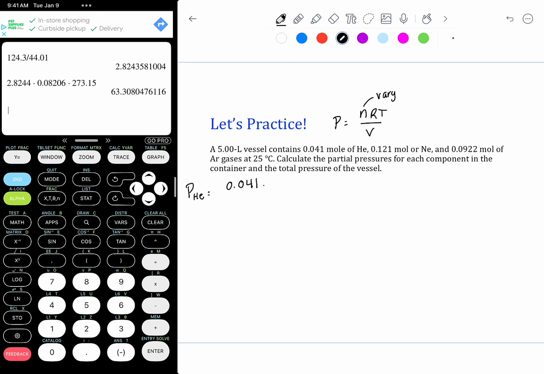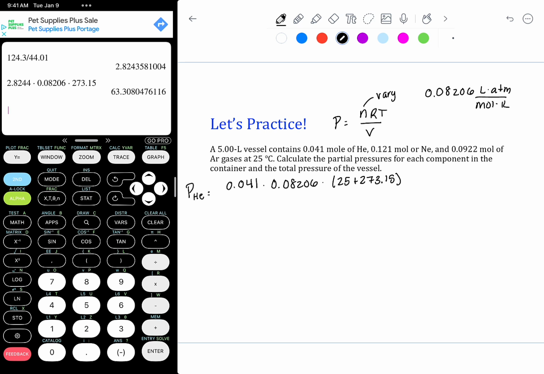It doesn't tell us a unit, so let's choose atm. I just really personally like atm. It's my favorite pressure unit. So an R value for that is 0.08206 liters atm per mole Kelvin. Okay, so we'll do atm for our pressures here, 0.08206 times the temperature, which is going to be 25 plus 273.